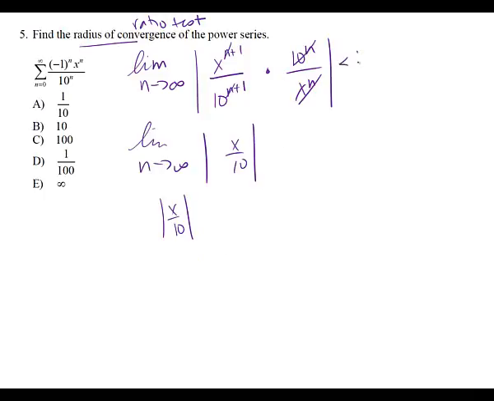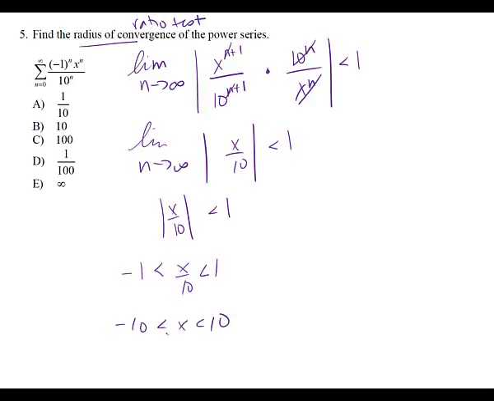At this point, the rule for the interval is to make it less than 1. How do we undo the absolute value? We make it go between negative 1 and 1. Now I get x by itself. So what do I have to do to get x by itself? Multiply by 10.